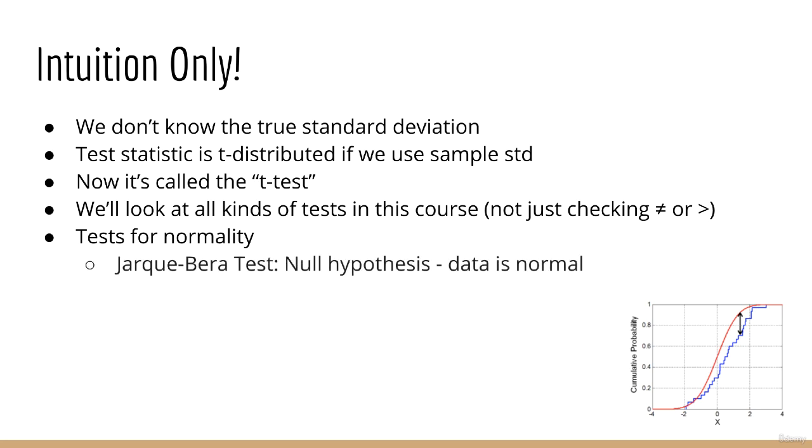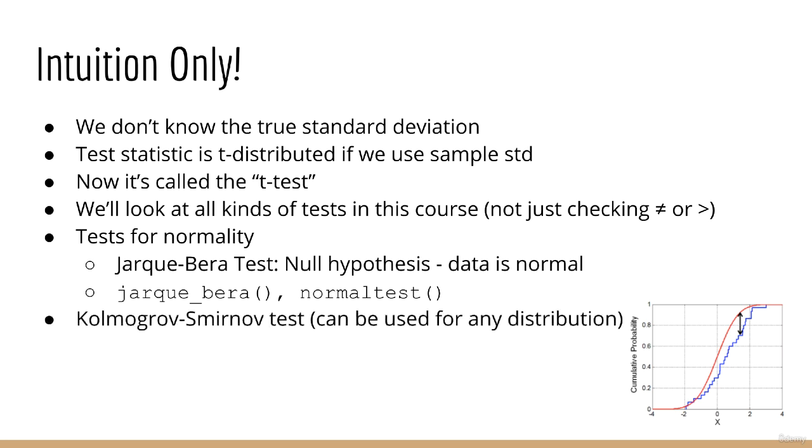Specifically, the Jarque-Bera test can be used for testing normality. For this test, the null hypothesis is that the data is normal, and the alternative hypothesis is that the data is not normal. So if you reject the null hypothesis, you're saying that the data does not look like a normal distribution. Another test in SciPy is simply called the normal test, which does the same thing. Again, the null hypothesis is that the data is normal, and the alternative is that it's not.